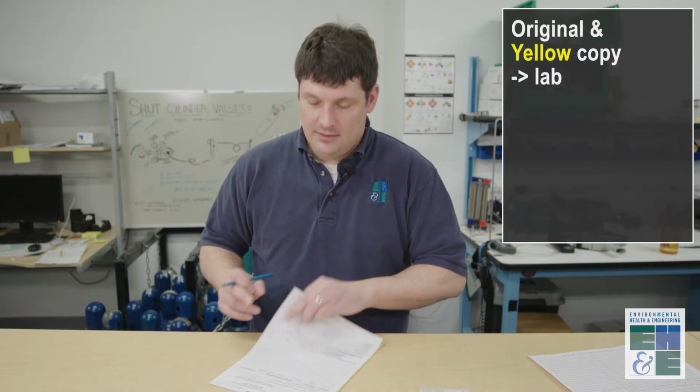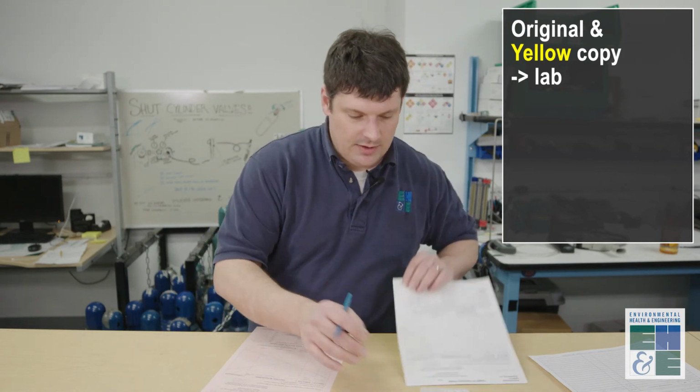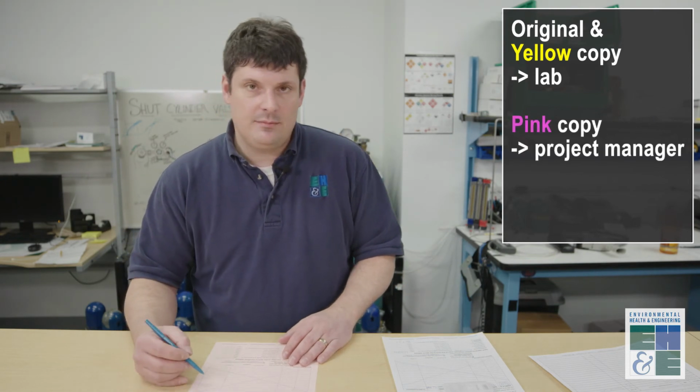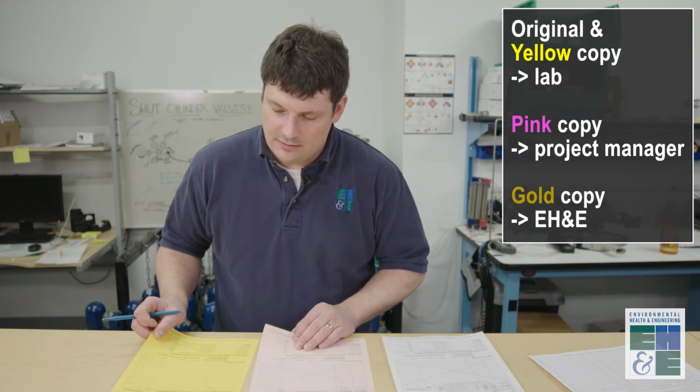When we are sending samples to the laboratory, we send the samples along with the original chain of custody and the yellow copy that's below it. The pink copy is intended for the project manager, and then the gold copy is retained for EH&E records. We also scan all chain of custodies and field data sheets to the project file on the P drive for record keeping purposes. That's how to fill out a chain of custody form.